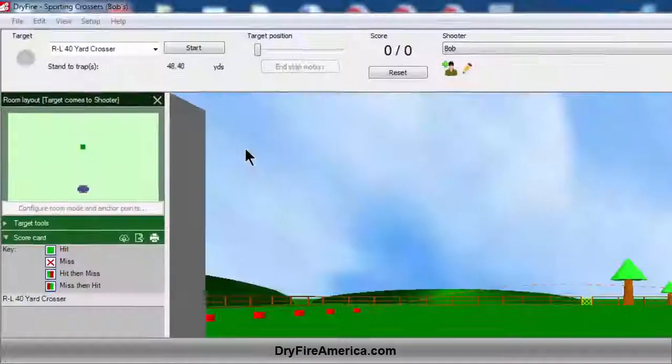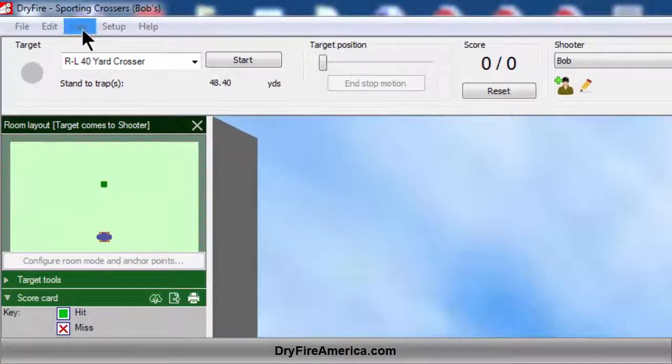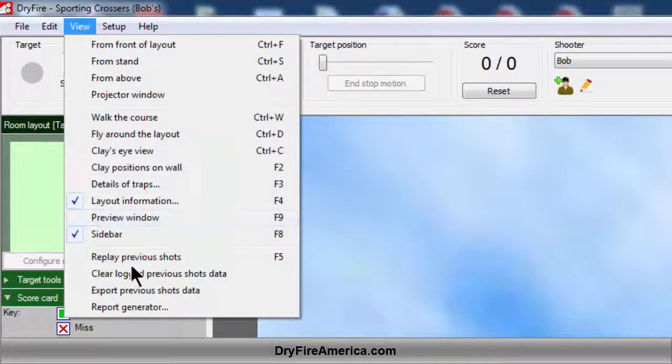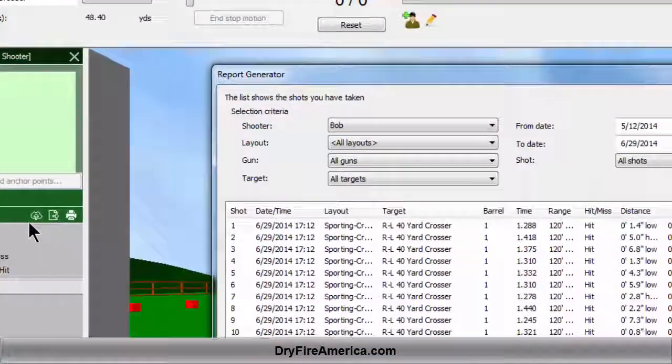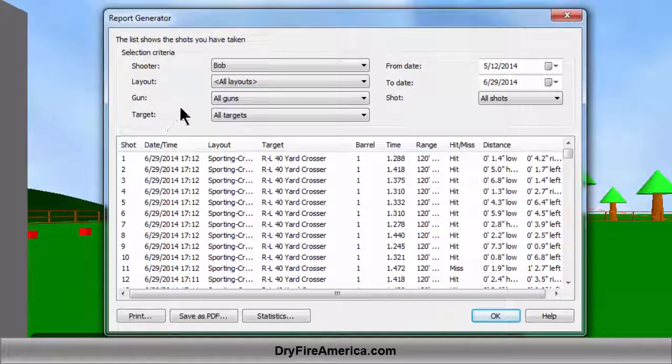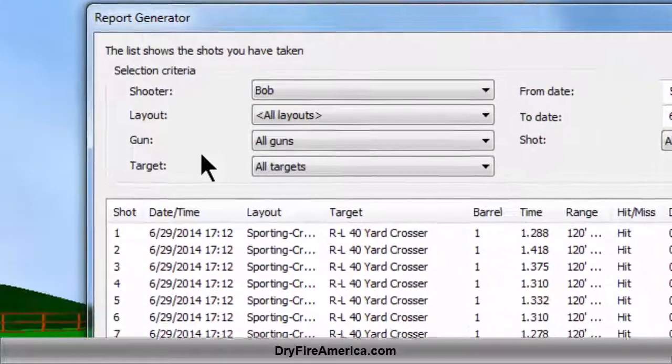Part 2, Report Generator. Let's begin by going up to View. Then let's come down and click on Report Generator. And in the Report Generator window that opens, let's first begin by setting up the same conditions that we had when we finished Part 1.